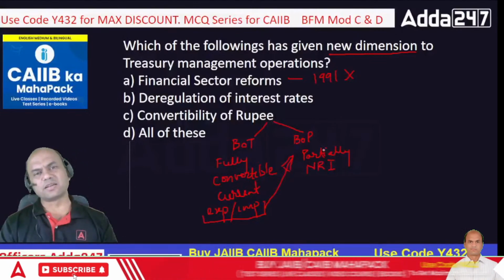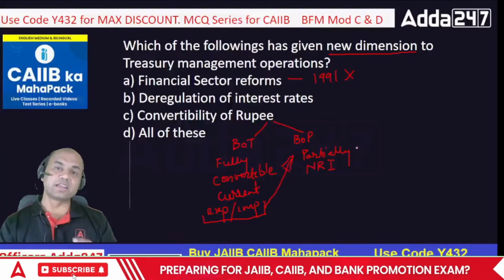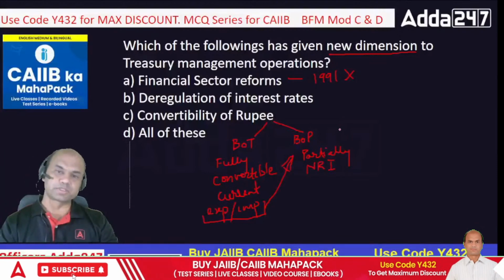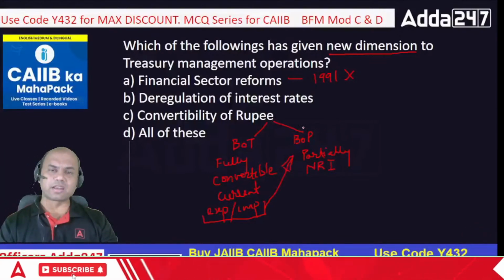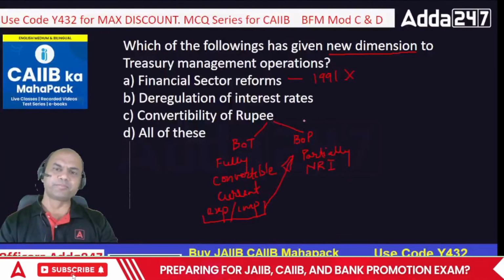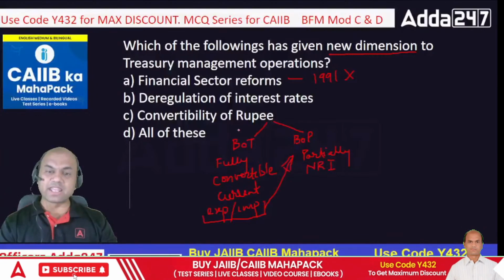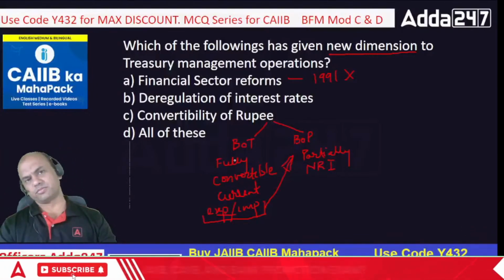Means NRI sending the money from outside, or some foreign citizen in India sending the money outside. Anything of that sort, which is not related to business. FII's entry, FDI entry, all these are under BOP. So, the point over here is, under BOT, under this export-import, rupee is fully convertible.